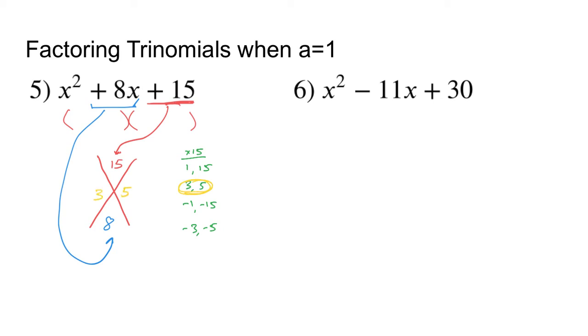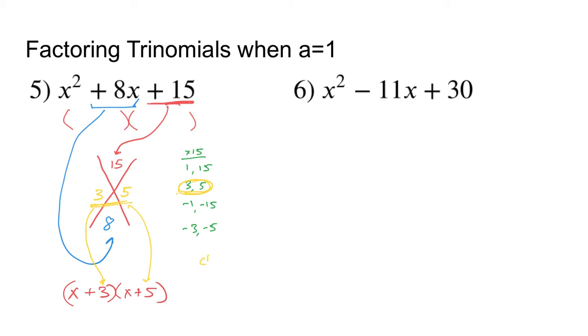So what's my final answer? If I use that, it will be x plus 3 times x plus 5. It's really just using these two numbers that I came up with right here and putting them into the binomial. Now, if you want to check yourself, you can always check yourself.